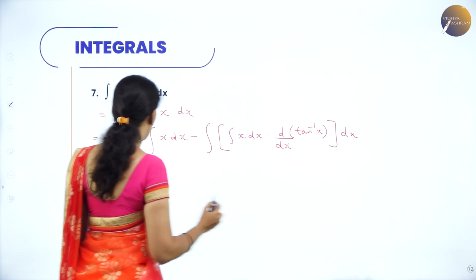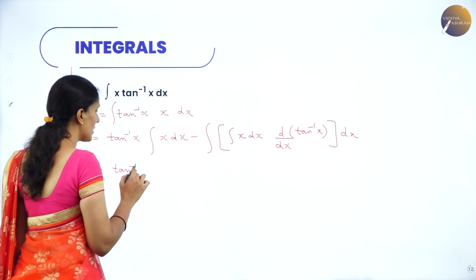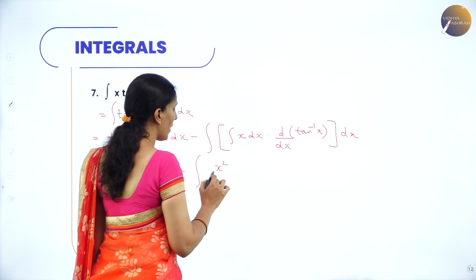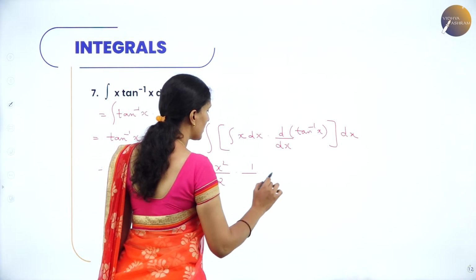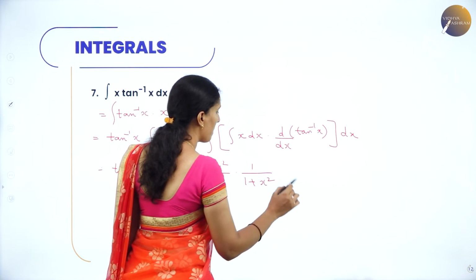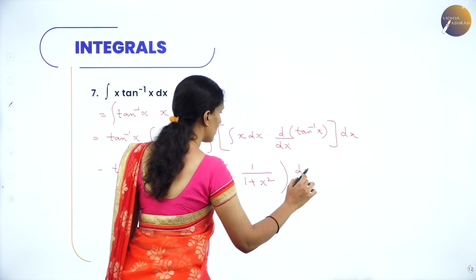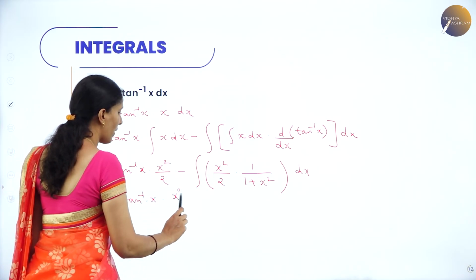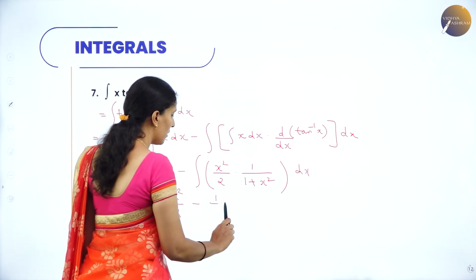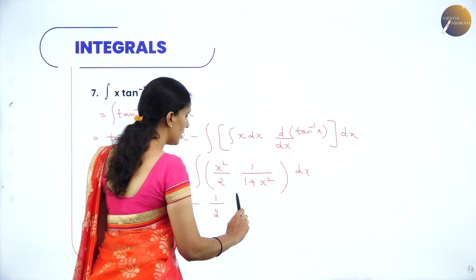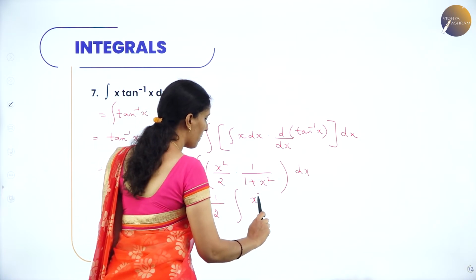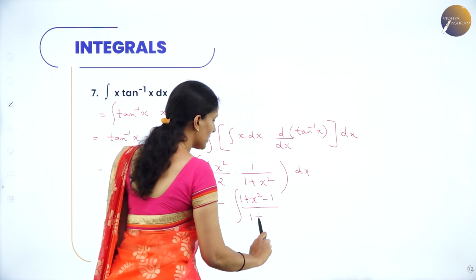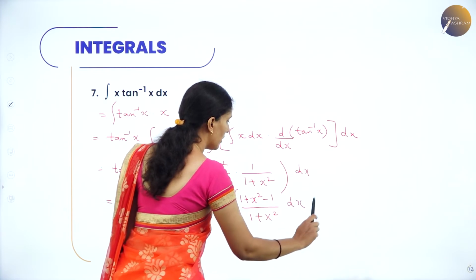with respect to dx. Now here we have tan inverse x, this is x square by 2, and here integral of this is x square by 2 into derivative of tan inverse x is 1 over 1 plus x square with respect to dx. So I'll take 2 outside. So tan inverse x into x square divided by 2, and here I'll take 1 by 2 outside. Numerator, you can observe we have x square. So let me add 1 and let me subtract 1. 1 plus x square with respect to dx now.